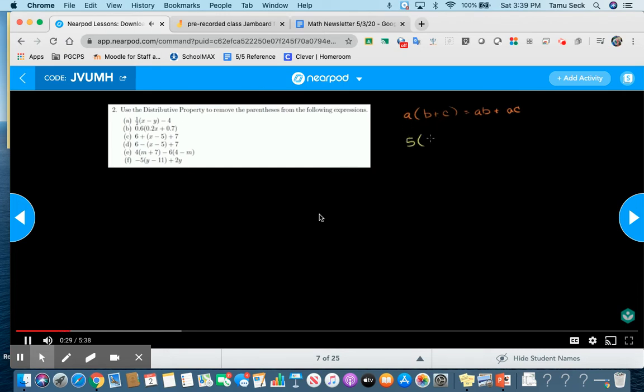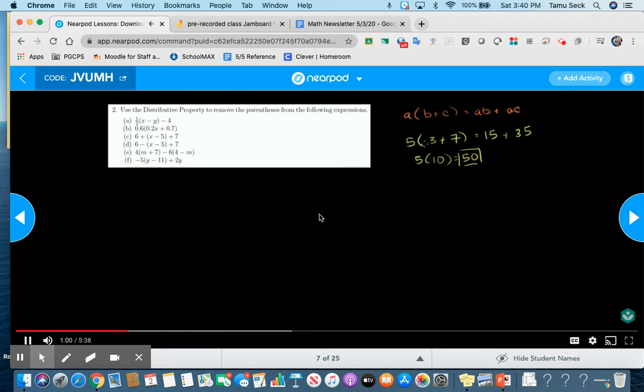If I said 5 times 3 plus 7. Now, if you were to work this out using order of operations, you'd say this is 5 times 10, which is equal to 50. And we know that that's the right answer. Now, use the distributive property. That tells us that this is going to be equal to 5 times 3, which is 15, plus 5 times 7, which is 35. And 15 plus 35 is definitely 50.